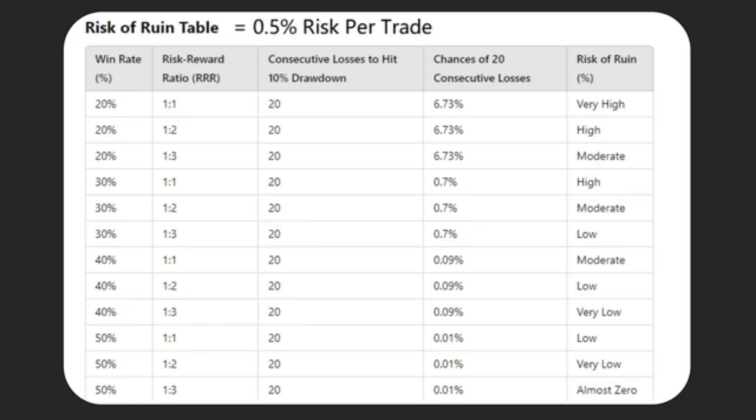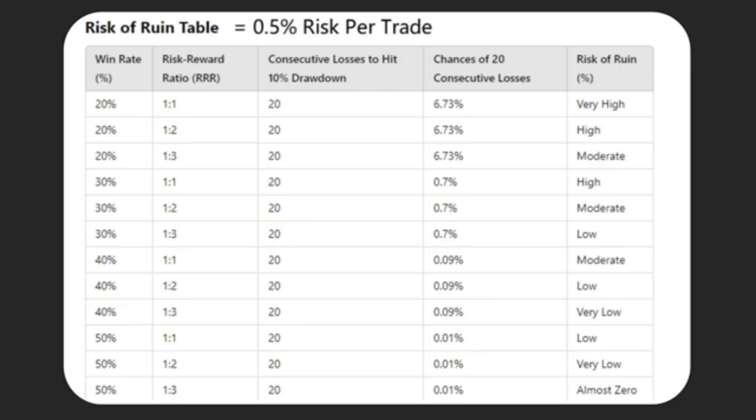But right here you see that if your win rate is 30% and you have a 1 to 3 risk to reward ratio, then in that case your risk of ruin is lower, right? It's lower than 50%, and this is where you should be aiming for. If your risk of ruin lies in the moderate, the high, or the very high region, which means it's higher than 50%, then you are at risk of blowing everything and you'll lose in the long run even with a 0.5% risk per trade, right?